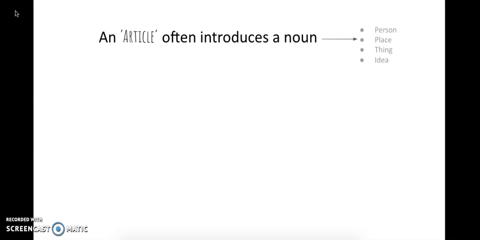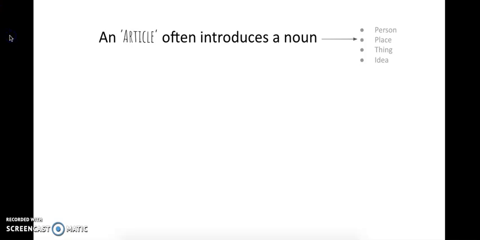Okay, an article. So even introducing a topic, we're using an. So an article often introduces a noun. So yes, that would mean the word article itself is a noun. So a noun, as we all know, is either a person, a place, a thing, or an idea. So that's what a noun is. So an article often introduces the noun.